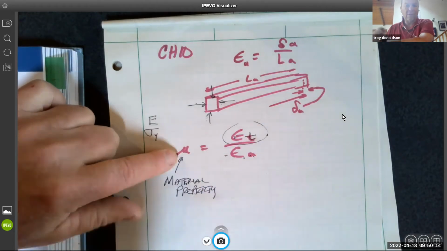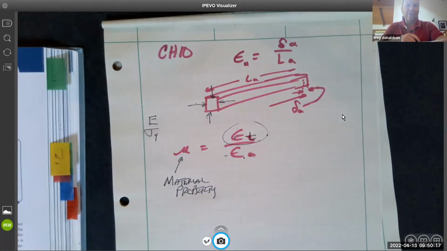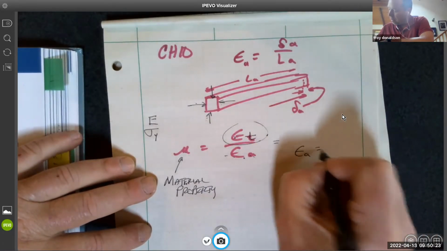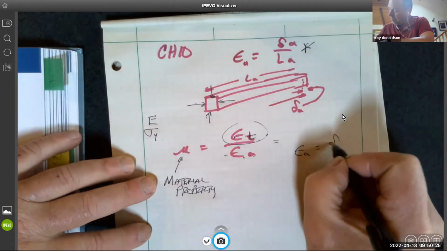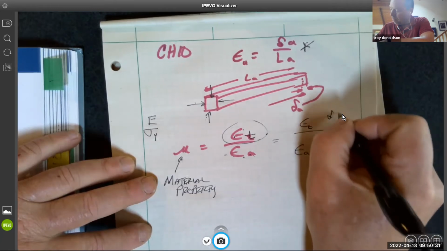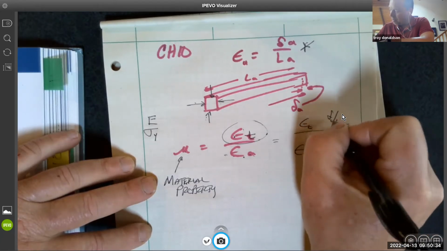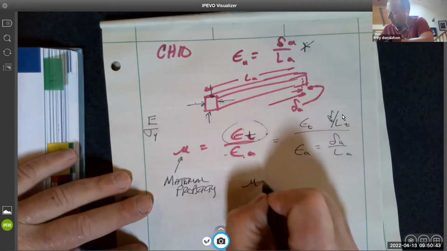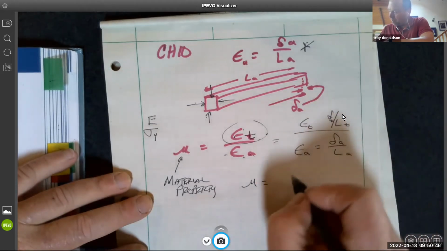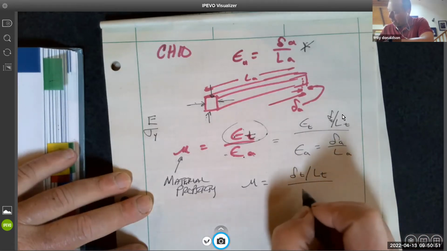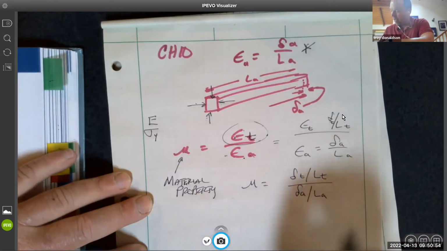This one's super handy because it allows us to calculate the transverse strain based on mu and the axial strain. So on these problems, you typically calculate the axial strain first. Remember that the axial strain is equal to delta over L, and the transverse strain is going to be equal to delta over L, but these are T's and these are A's. All right, so here's how it sets up. Poisson's ratio is going to be equal to delta T over L T and delta A over L A.